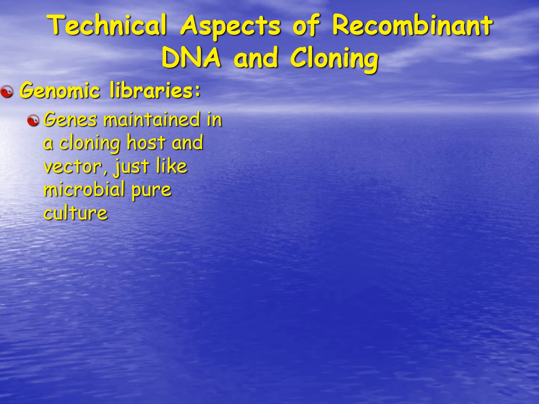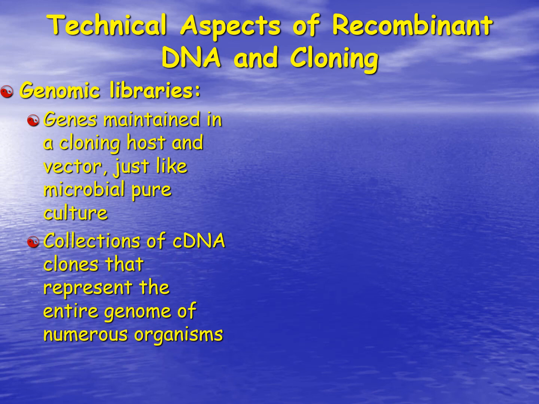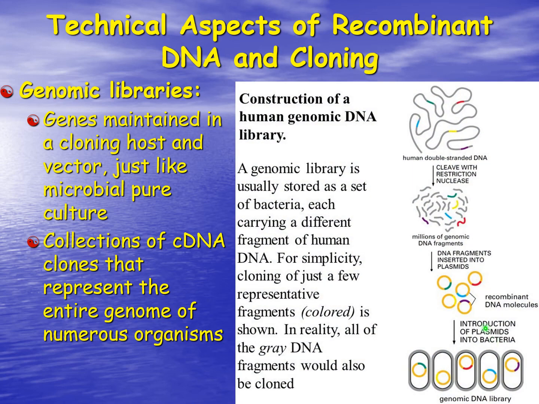Genomic libraries, these genes are maintained in the cloning host and vector just like in microbial pure cultures. And these genomic libraries then are collections of complementary DNA clones that represent the entire genome of numerous organisms. So, a genomic library is stored as a set of bacteria, each carrying a different fragment of human DNA. And for simplicity in this picture, only a few representative fragments that are colored are shown. But in reality, we actually will copy all of the DNA fragments and put them into individual clones.